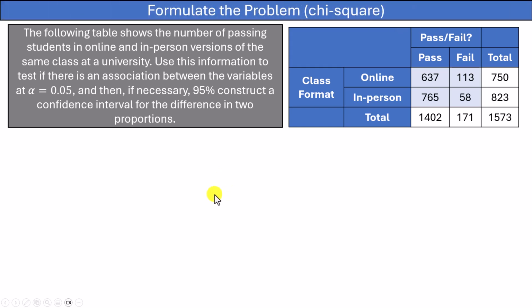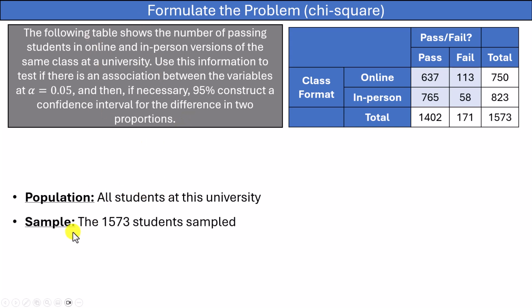So the first step for a chi-square test would be to formulate the problem, the F in FRED. And in this case, the population would be all students at this university that we are sampling from. The sample would be the 1,573 students that we sampled, that is represented in this table. The variables that we have collected are the type of class that they are taking, either online or in person, class format, and then the pass or fail status.